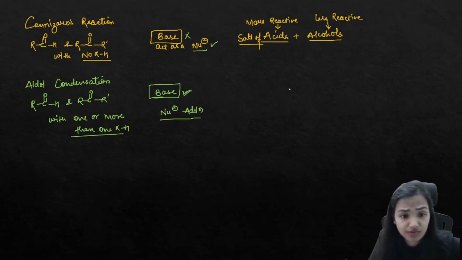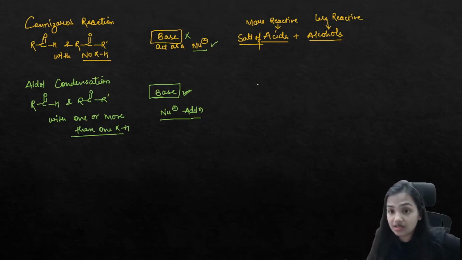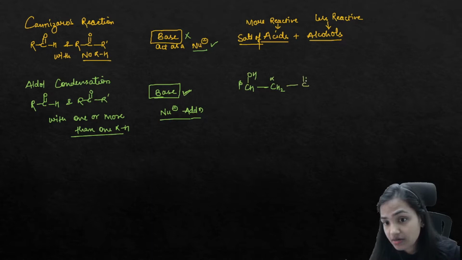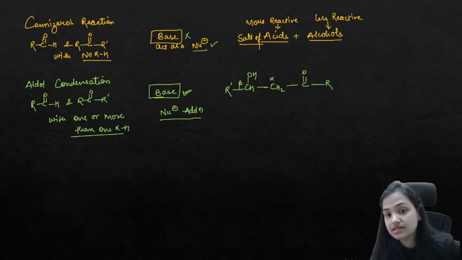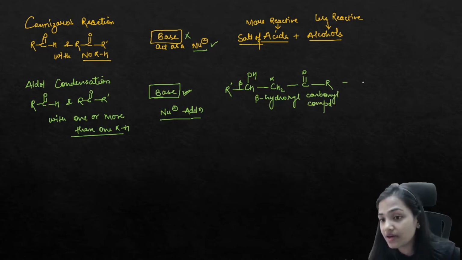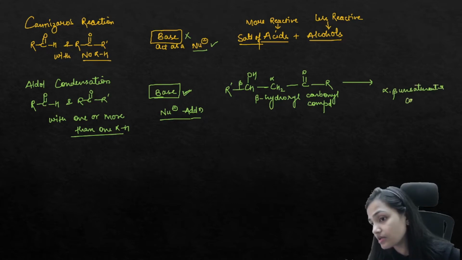So the product formed here is a beta hydroxyl carbonyl compound. We will be having CH2, let's say this is your alpha, this is your beta, a beta hydroxyl carbonyl group. Such kind of compounds will form. And if you have one more alpha hydrogen, then this can result in the formation of an alpha beta unsaturated carbonyl compound.